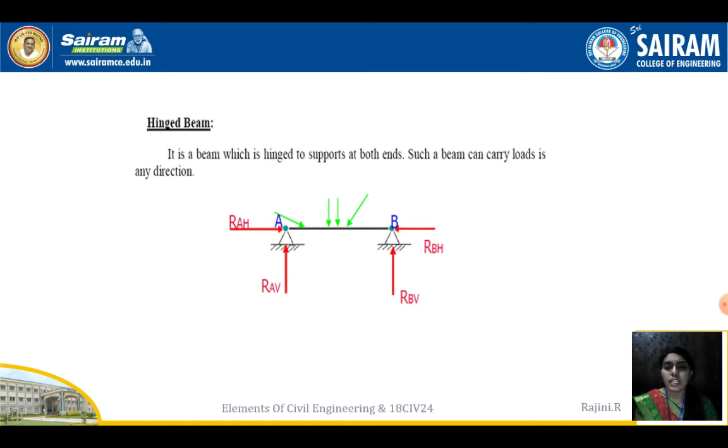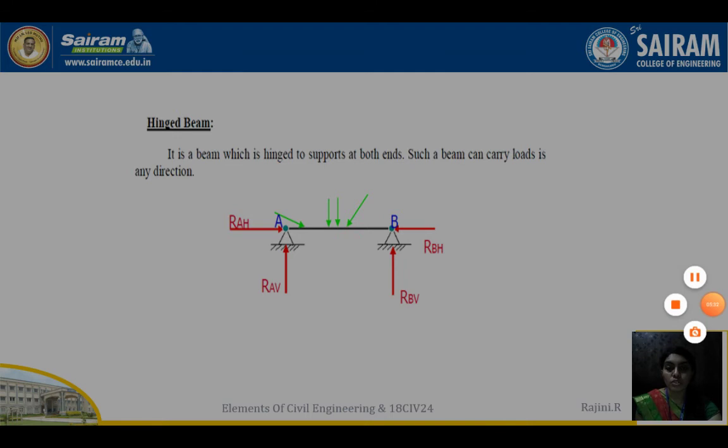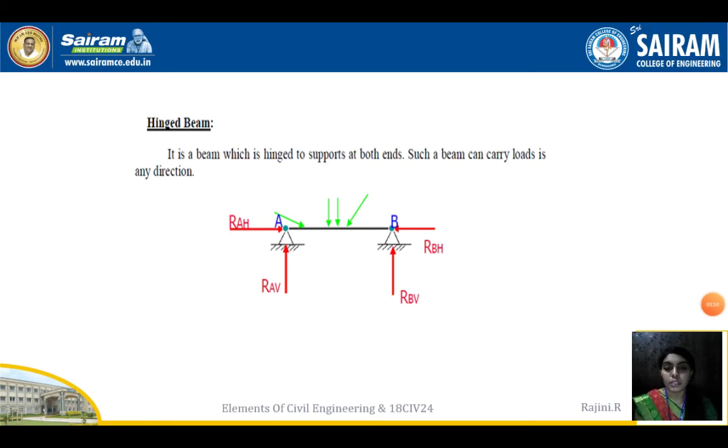Next one, hinged beam. You can see both sides have a hinge, at A and at B. So the total reactions in this beam is 4. At A, a hinge is there: one is horizontal, one is vertical. At B, again one more hinge, so that is also horizontal and vertical. So total you have 4 reactions.